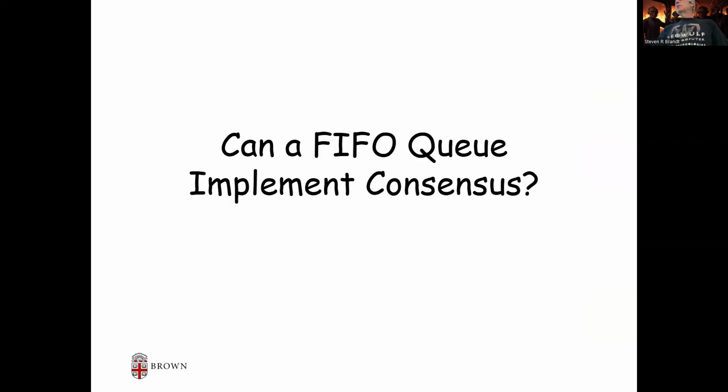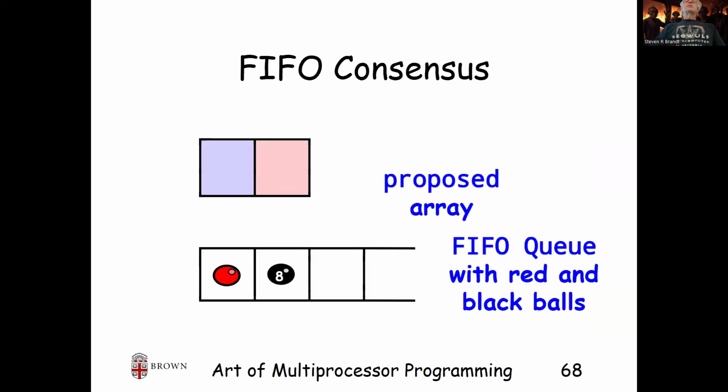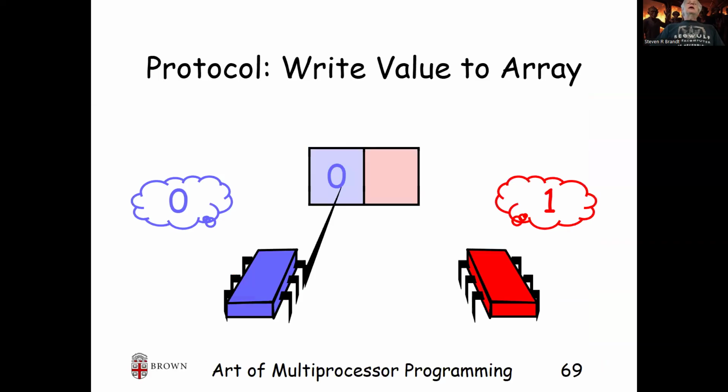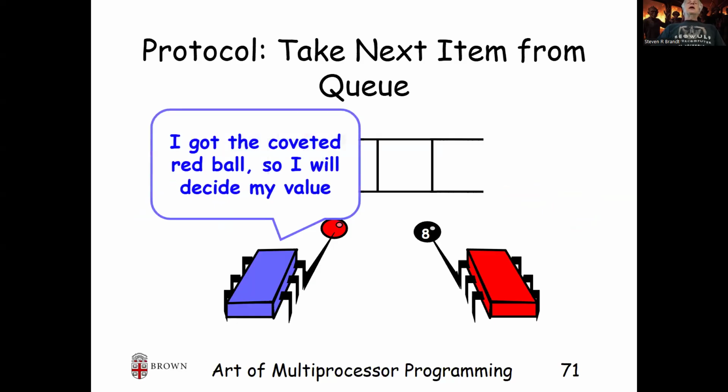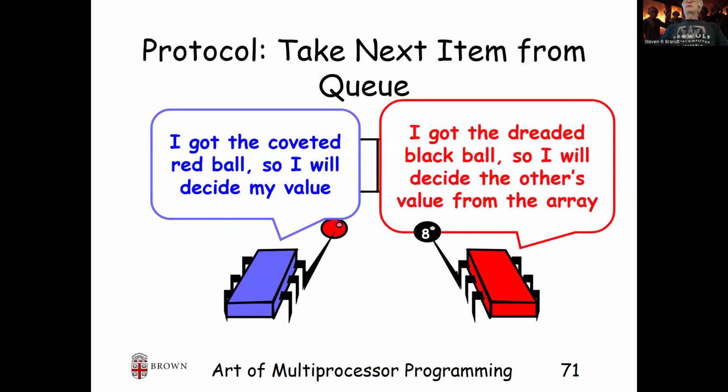Can a FIFO queue implement consensus? So imagine we have a magic FIFO queue that's wait-free, all right? We're going to initialize it with a coveted red ball and a dreaded black ball. The protocol is we write a value to our array, either 0 or 1, depending on our thread ID. Then we take the next item from the queue. If you get the coveted red ball, you win. If you got the dreaded black ball, you lose and the other thread won.